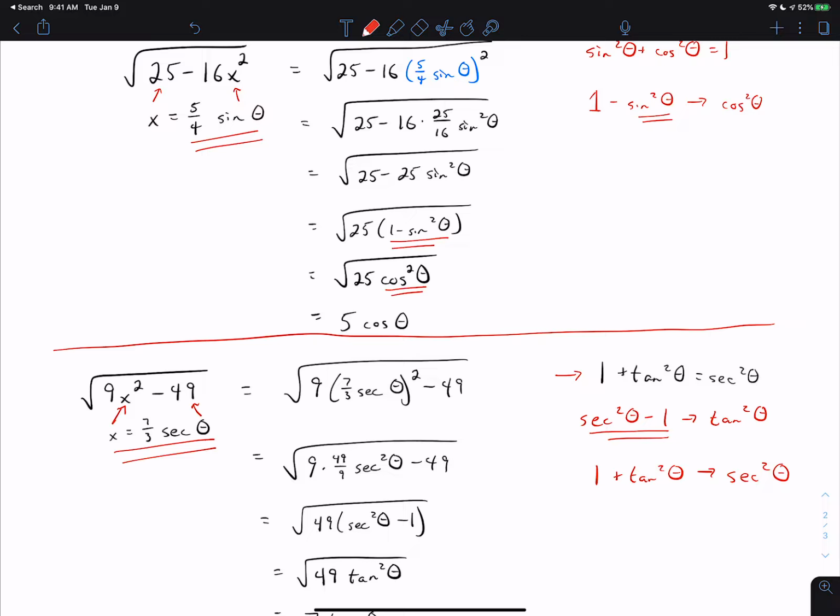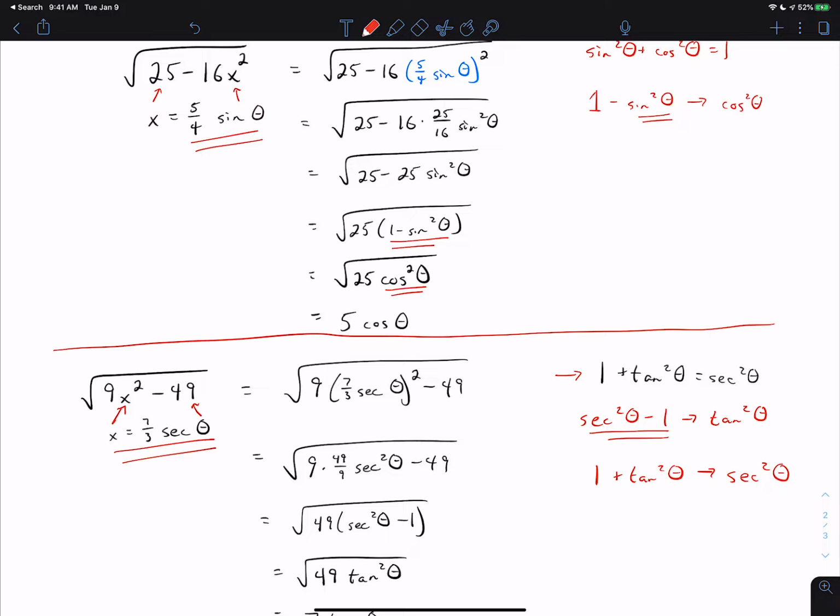Anytime we use sine, we could also use cosine. Anytime we use secant, we could also use cosecant. And anytime we use tangent, we could also use cotangent. So what we'll typically use are sine, secant, or tangent because those will work completely fine.